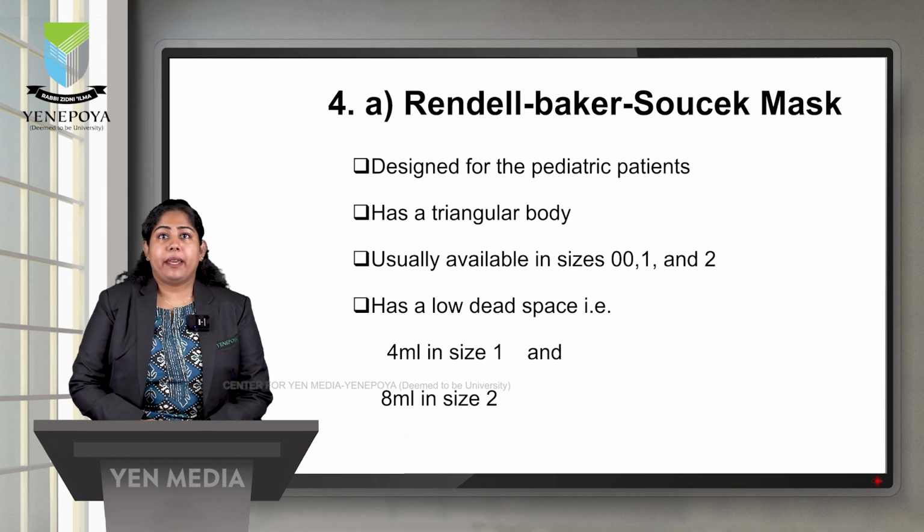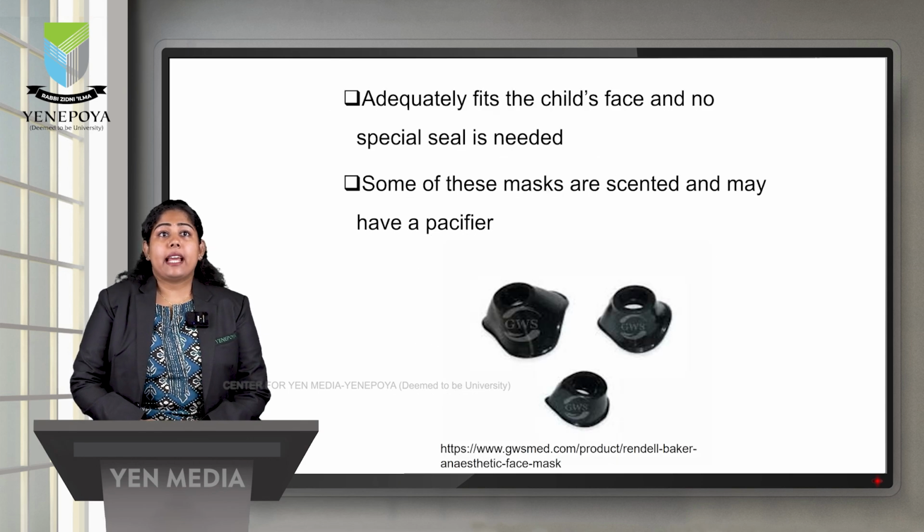Next one, Rendell-Baker Soucek Mask. It is designed for pediatric patients. It has a triangular body and it is usually available in sizes 0, 00, 1 and 2. It has a low dead space, that is 4 ml in size 1 and 8 ml in size 2. It adequately fits the child's face and no other special seal is needed. Some of these masks are scented and may have a pacifier. This is the image of Rendell-Baker Soucek mask.